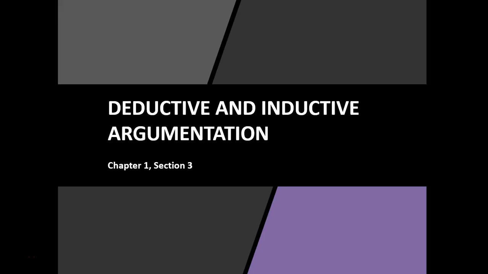Okay, so now that we have taken a look at the basics, what's an argument, what's a premise, what's a conclusion, what are the indicators, how do you standardize an argument, and then we moved on to how do you recognize an argument from other kinds of passages that might seem like they're trying to be an argument but really aren't, because there's no system of inference. That puts us in Chapter 1, Section 3, which is deductive and inductive argumentation.